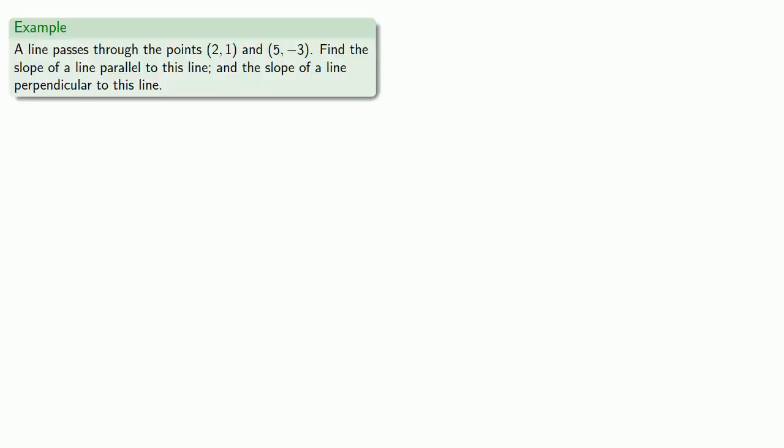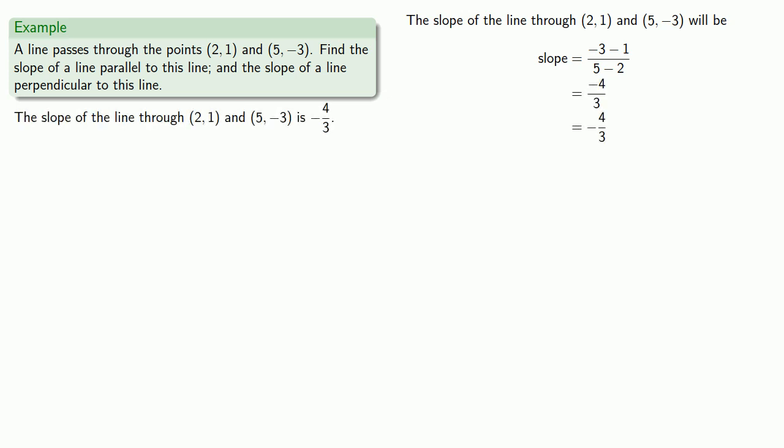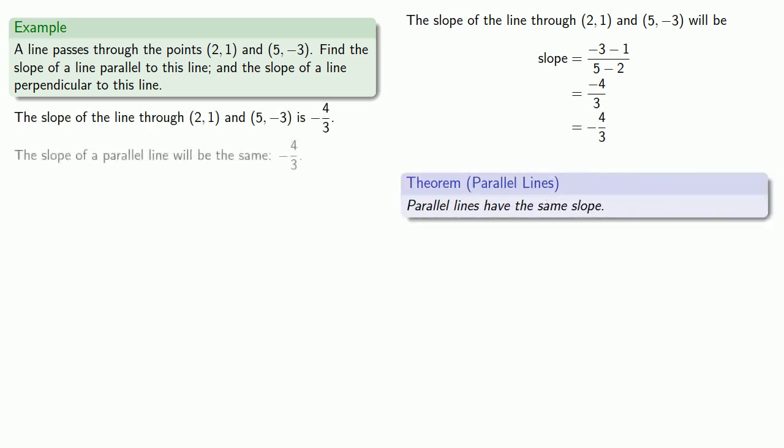For example, let's take a line that passes through the points (2, 1) and (5, -3), and let's find the slope of a line parallel and the slope of a line perpendicular. Well, in order to find that, we need to find the slope of the line. Negative 4/3. Since parallel lines have the same slope, then the slope of a parallel line will be the same, negative 4/3.